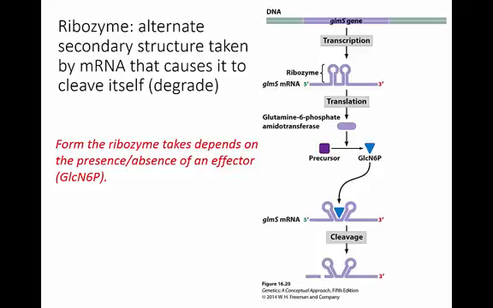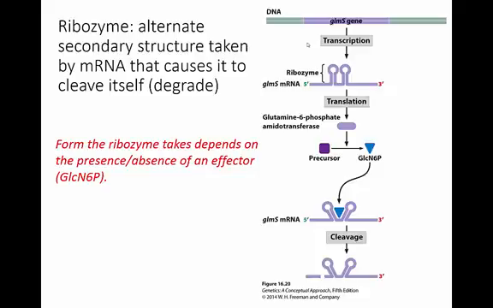So a ribozyme is actually an RNA that has catalytic activity on its own. And what happens in this particular gene is there are 2 secondary structures that the messenger RNA could take. And one of those causes it to actually cleave itself and break itself down.